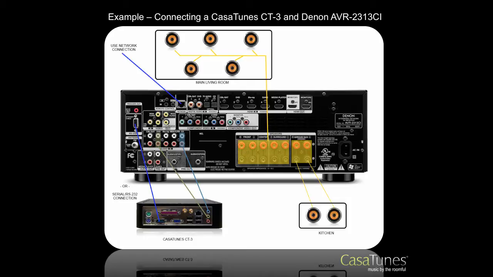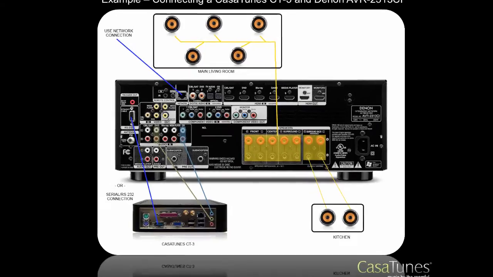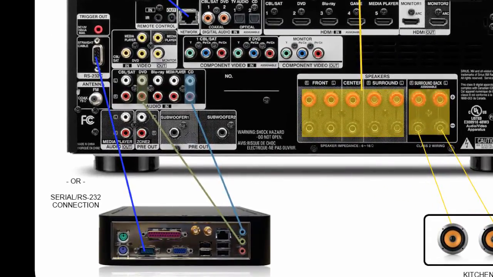In the case of IP, you simply need to connect the AV receiver to your network, and you need to connect your CasaTunes CT3 to your network. There's no additional wiring between the 2 systems. In the case of using a serial port or an RS-232 connection, we will connect a serial cable from the CT3 to your AV receiver serial in over here. So that takes care of the control side.